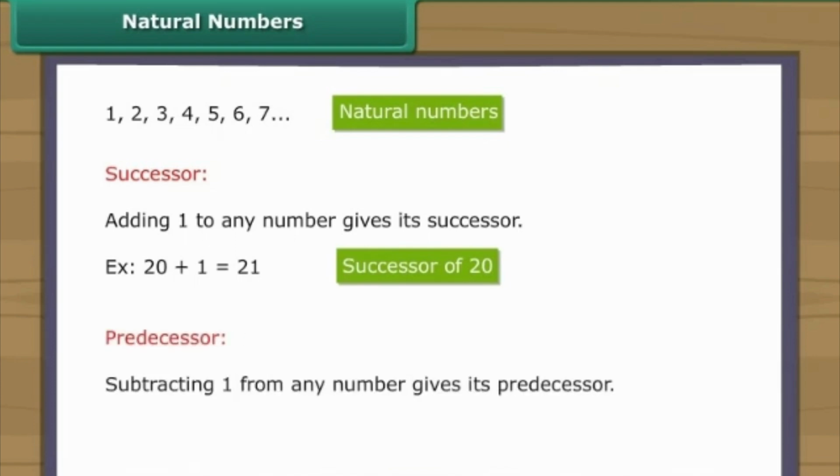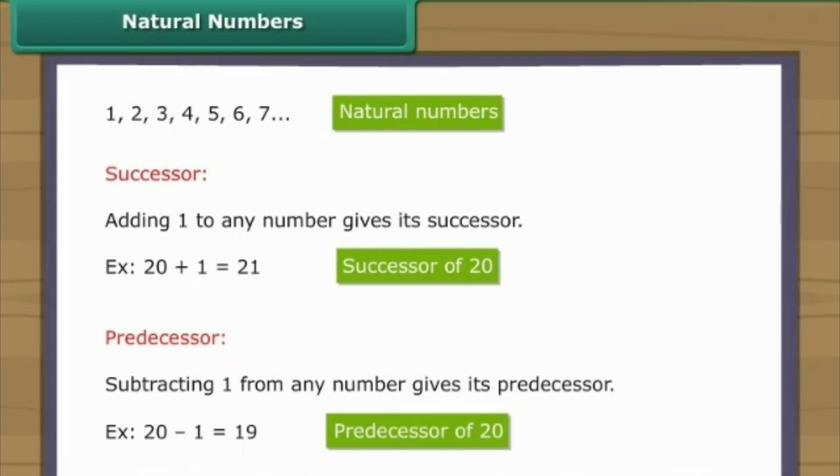Subtracting 1 from any number gives its predecessor. Example, subtracting 1 from 20 gives 19, which is the predecessor of 20. Interesting question. What is the largest natural number?